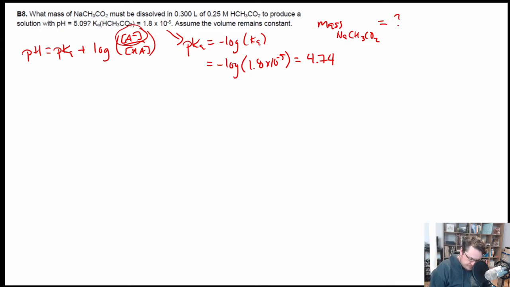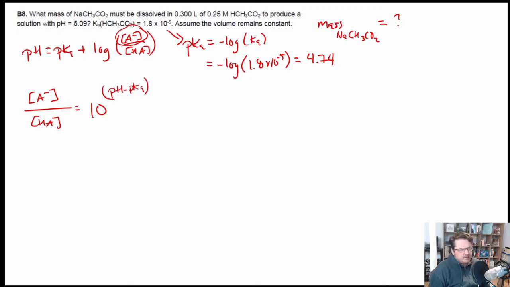So now what we can do is rearrange everything. We can figure out what the ratio is that we need. So the ratio of A- over HA is going to be equal to 10 to the power of pH minus pKa. So this is very similar to what we had done in problem B9 earlier, but we can plug in our values that we have now. The pH that we want is 5.09 minus the pKa, which is 4.74. So what that gives us is 10 to the power of 5.09 minus 4.74 gives us a ratio of 2.24 in this case. So that's the ratio that we want.